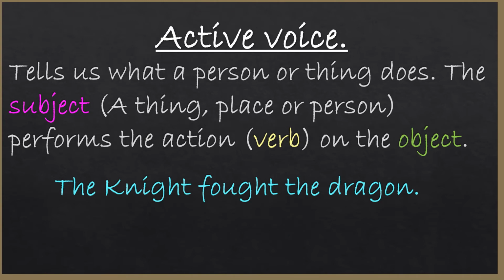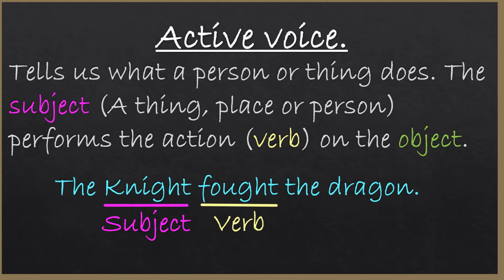Let's have a look at an example sentence. The knight fought the dragon. The subject in this sentence would be the knight, as it is the first noun in the sentence. The verb would be fought, because this is the action word. And the object would be the dragon.